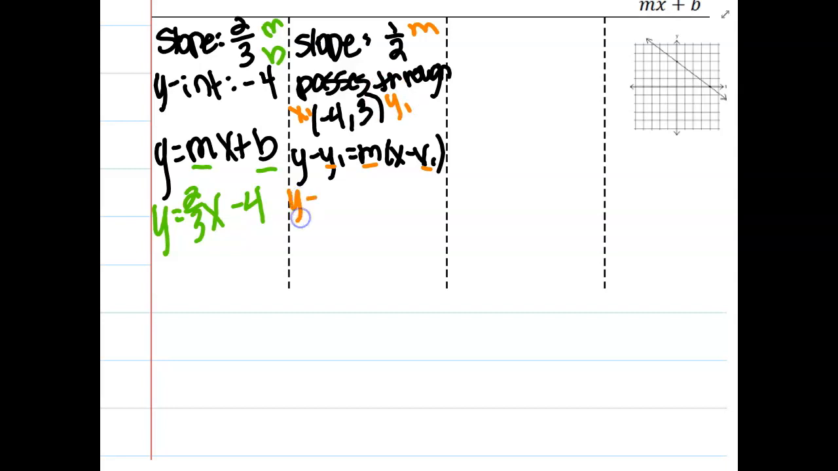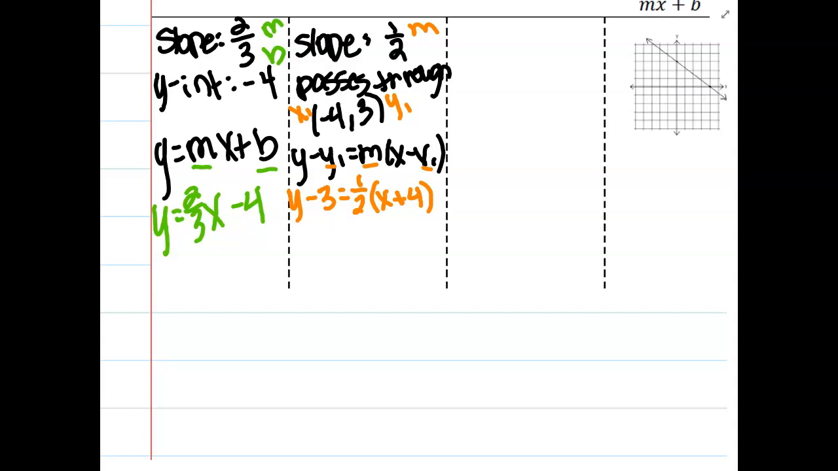You're going to take y minus, but instead of y1, I'm going to plug in 3. Okay, m, instead of m, I'm going to plug in 1/2. And now here's where we need to be a little careful, because my formula says to take x minus x1, but x1 is -4. So when I minus a -4, what happens there? It turns into a positive, so it's actually going to say plus 4. Okay, here's the good news. That's the equation of the line. How easy is that? You have the equation of the line, okay?